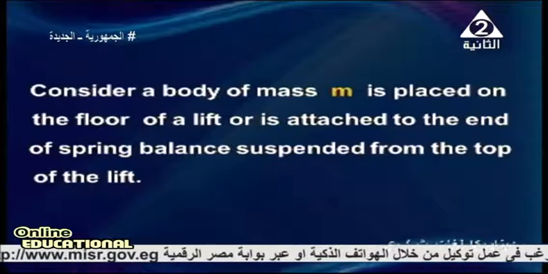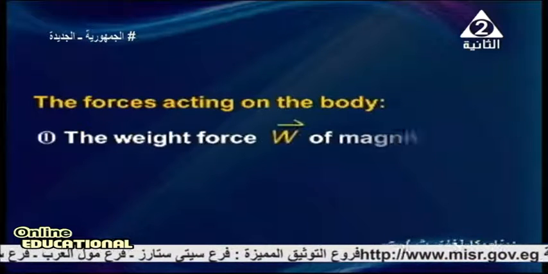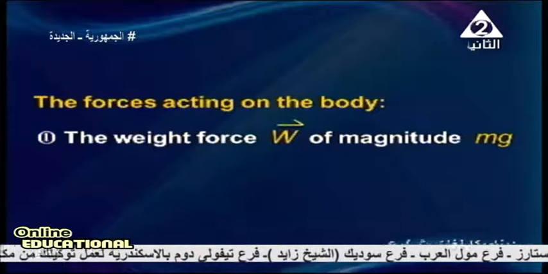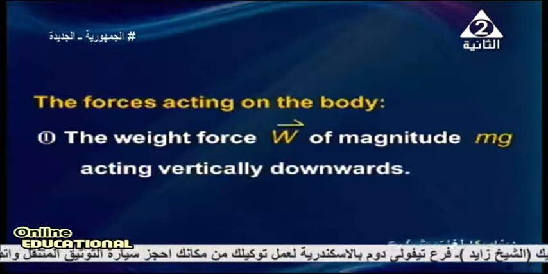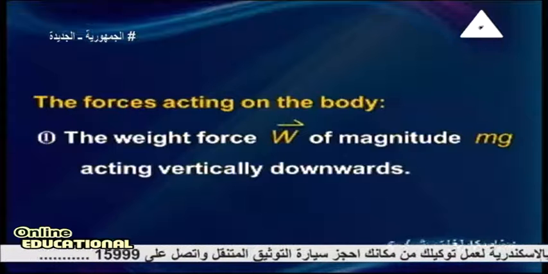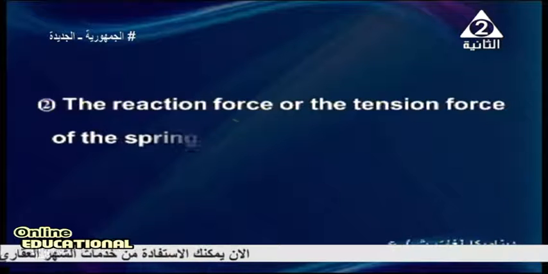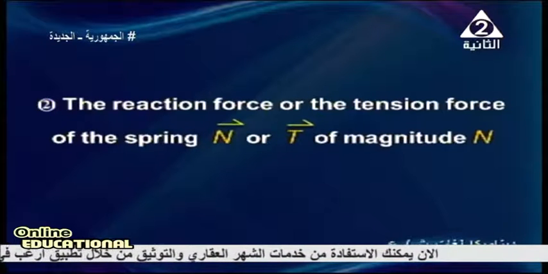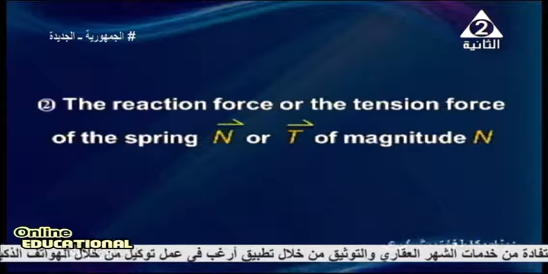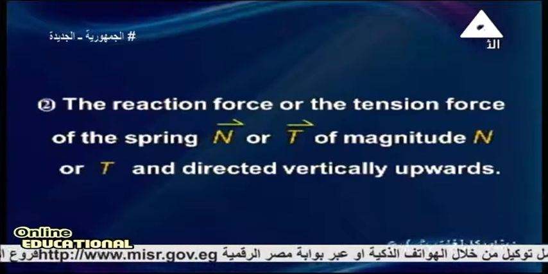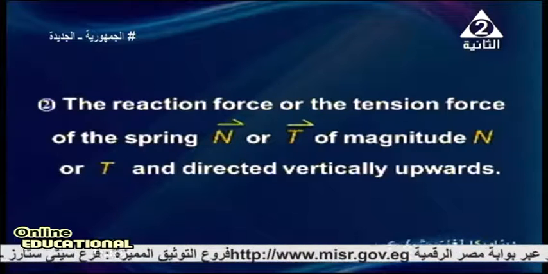What are the forces acting on the body? Number one, the weight force, vector W, of magnitude mg, acting vertically downwards. The second force is the reaction force or the tension force of the spring, which equals vector N or vector T, of magnitude N or T, directed vertically upwards.